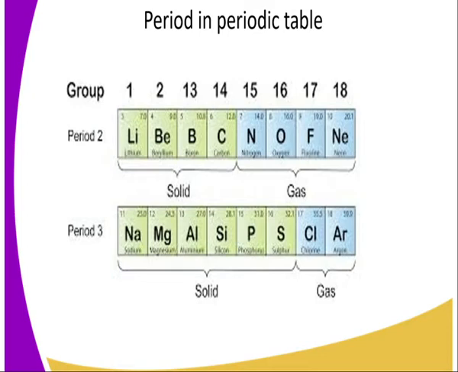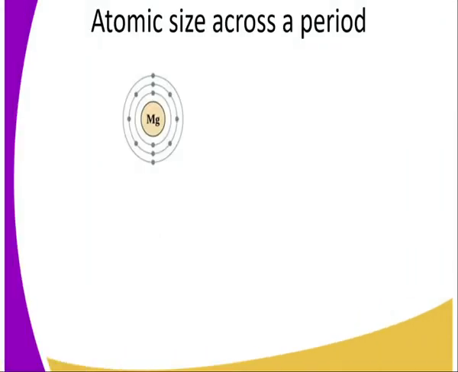So in this case, we are going to refer to period 3, and members are sodium, magnesium, aluminium, silicon, phosphorus, sulfur, chlorine, and argon. As you can see, we also have period 2, where we have lithium, beryllium, boron, carbon, nitrogen, oxygen, fluorine, and neon. As you can see from this table, there are solids and we have gases. We have solids in period 3, as well as gases, that is the physical properties.